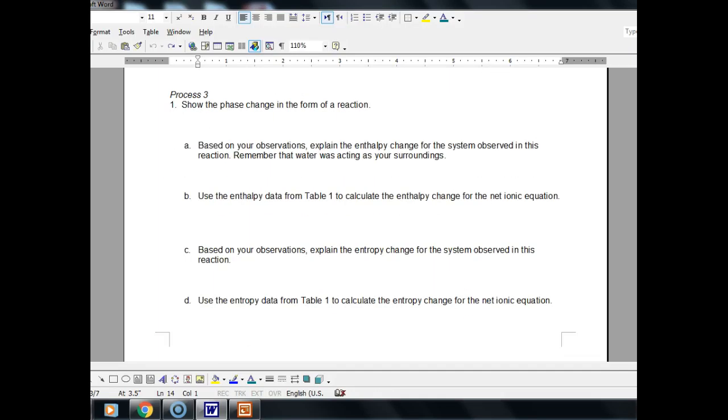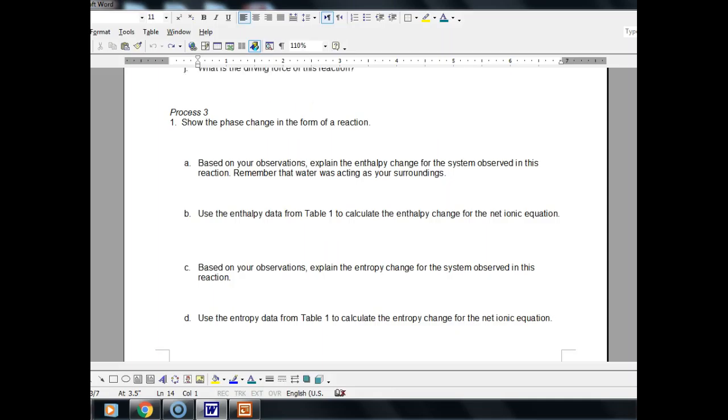Process 3 was just a physical change. You were doing a phase change, so you're just going to show me how ice melts, what is happening with it. And then it says explain the enthalpy change for the system observed. So remember that the water was acting as your surroundings. You added ice to the warm water. What happened to the water as the ice was added to it?